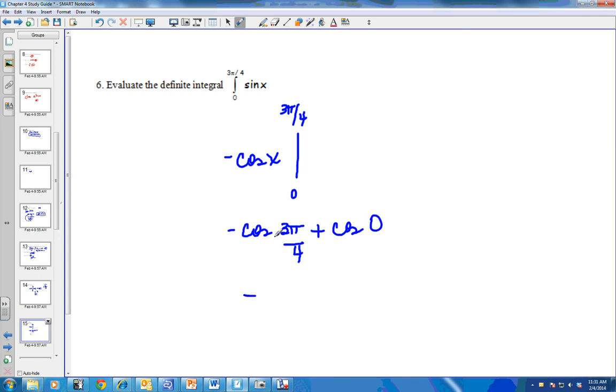So negative cosine of 3 pi over 4. I know my reference angle has to be pi over 4. 3 pi over 4 is over here, so all students, okay, 3 pi over 4, what is that, 135? So I'm actually finding the cosine of 135. All students, cosine is negative here. And for 3 pi over 4, it should be negative square root of 2 over 2.